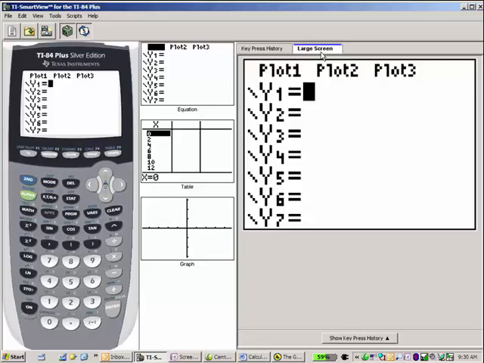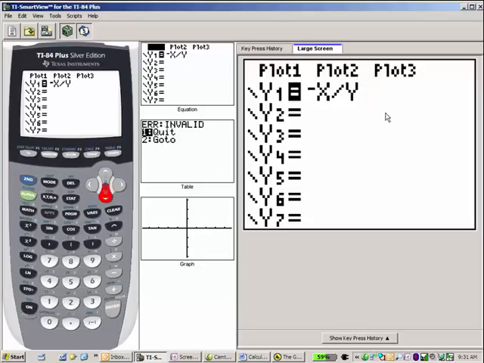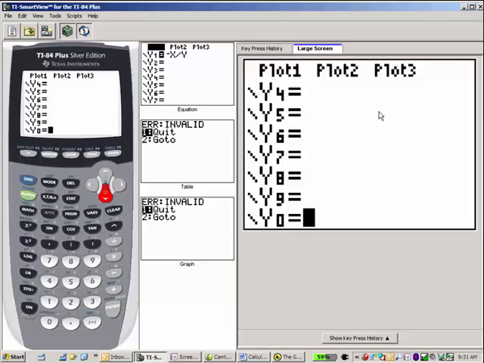So in y1, I'm going to type in negative, not minus, but negative x over alpha 1, which is y. So I'm going to actually type in negative x over y. Now, if I were to try to graph this just right now, it wouldn't work. It probably has some value stored as y. It would graph like a linear function, or nothing would happen that I wanted to happen.